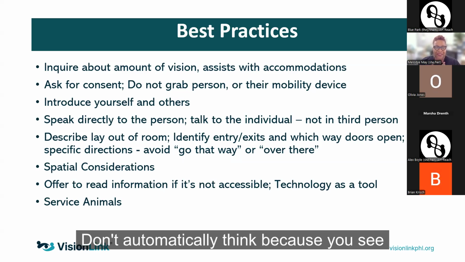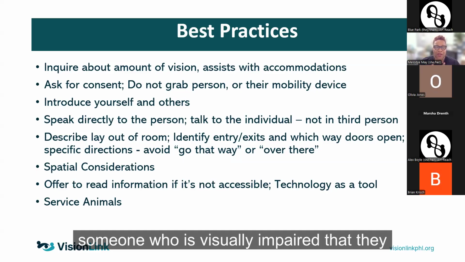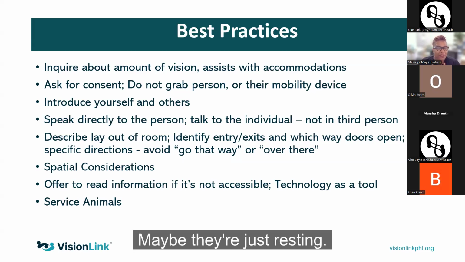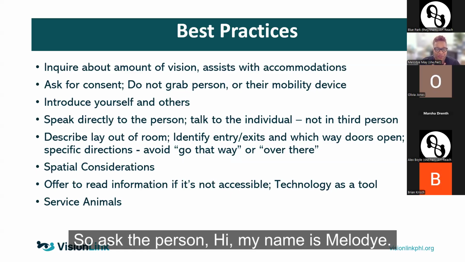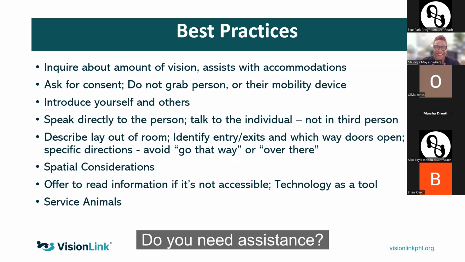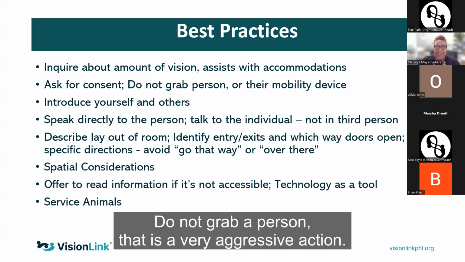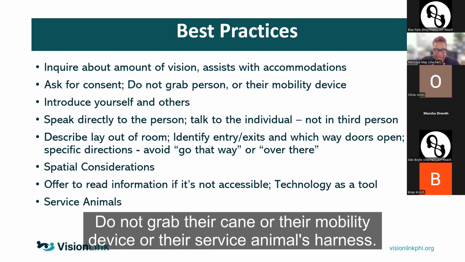But before you offer sighted assistance, you're going to want to ask for consent. Don't automatically think because you see someone who is visually impaired that they might not know where they're going. Maybe they're just resting. Maybe they know where they're going. So ask the person, "Hi, my name is Melody. Do you need assistance?" Do not grab a person. That is a very aggressive action. Do not grab their cane or their mobility device or their service animal's harness.